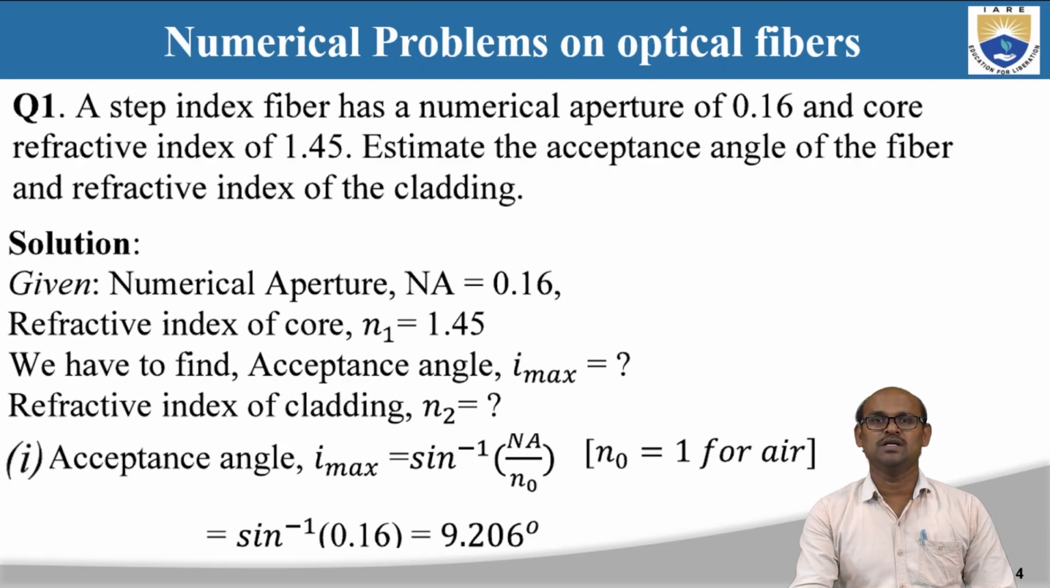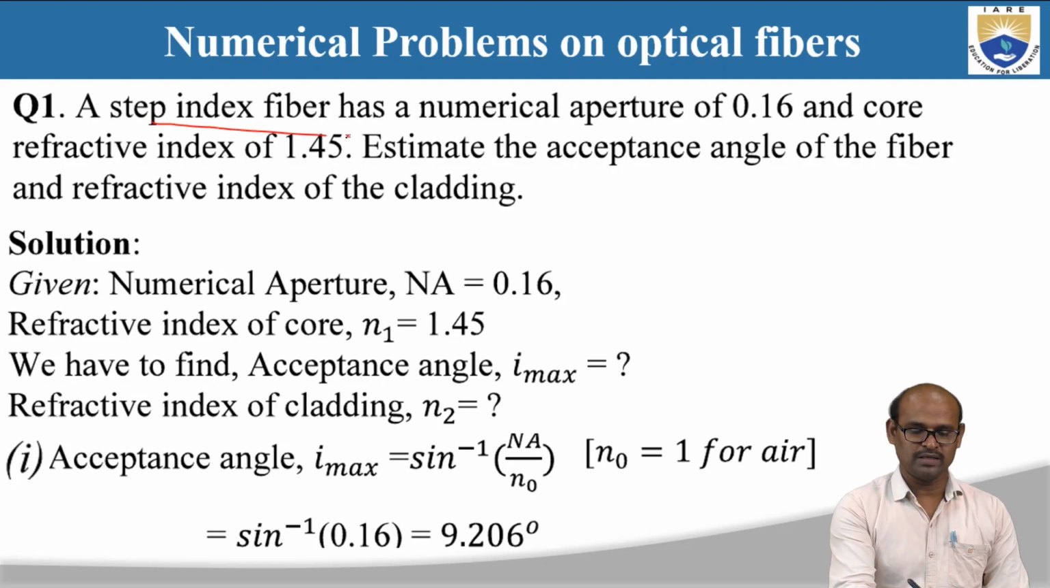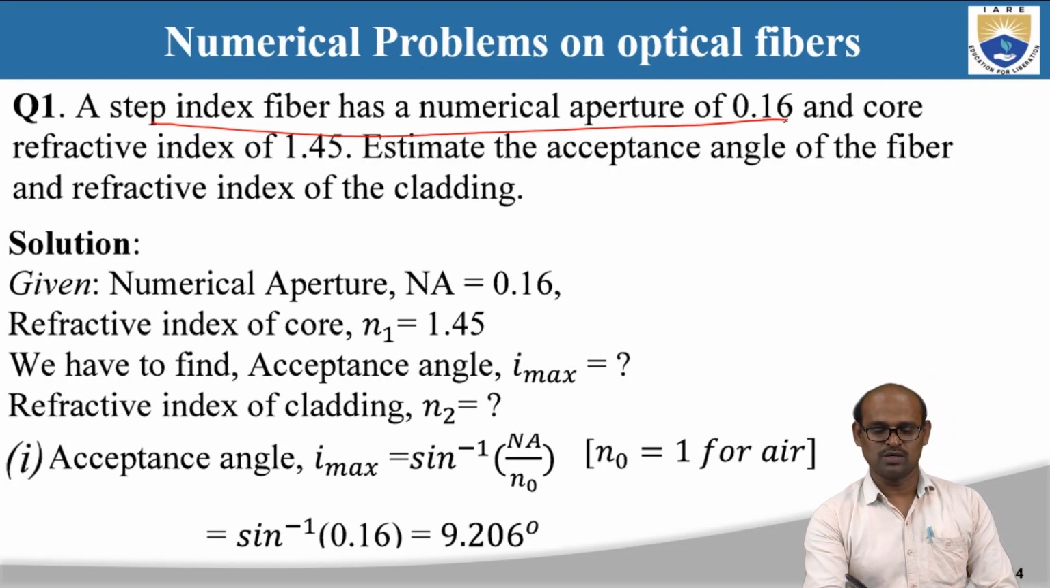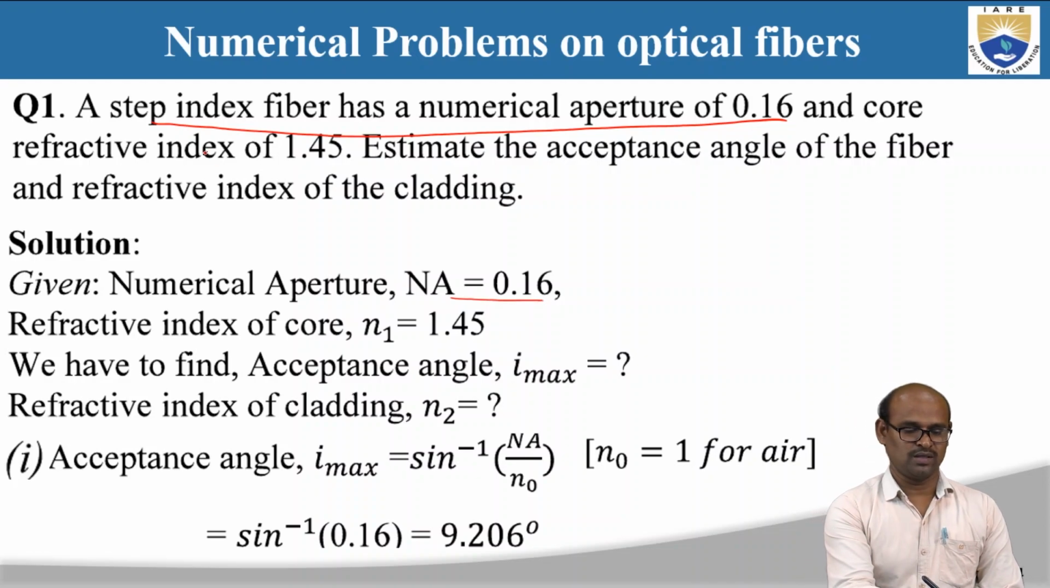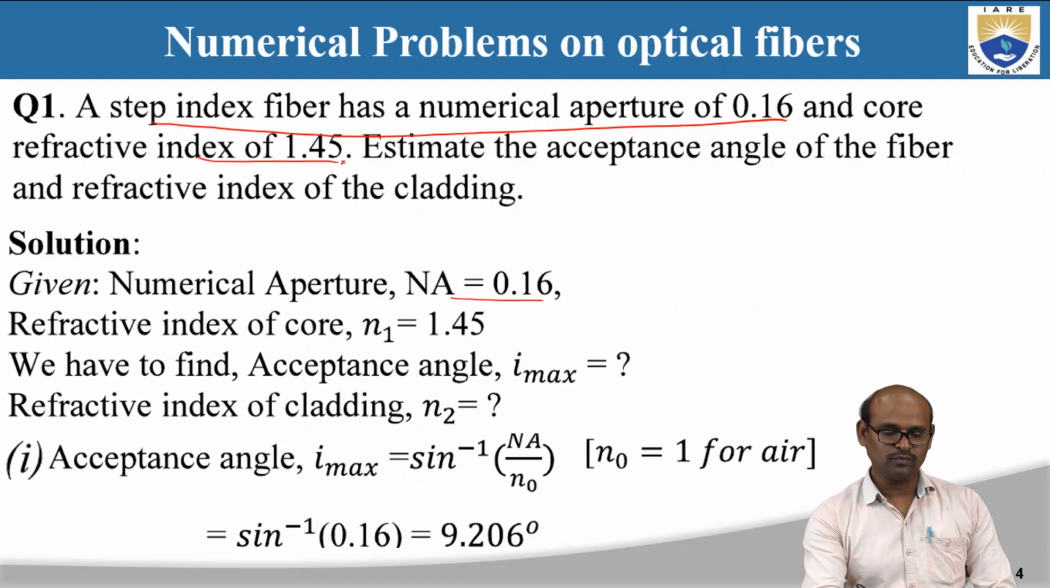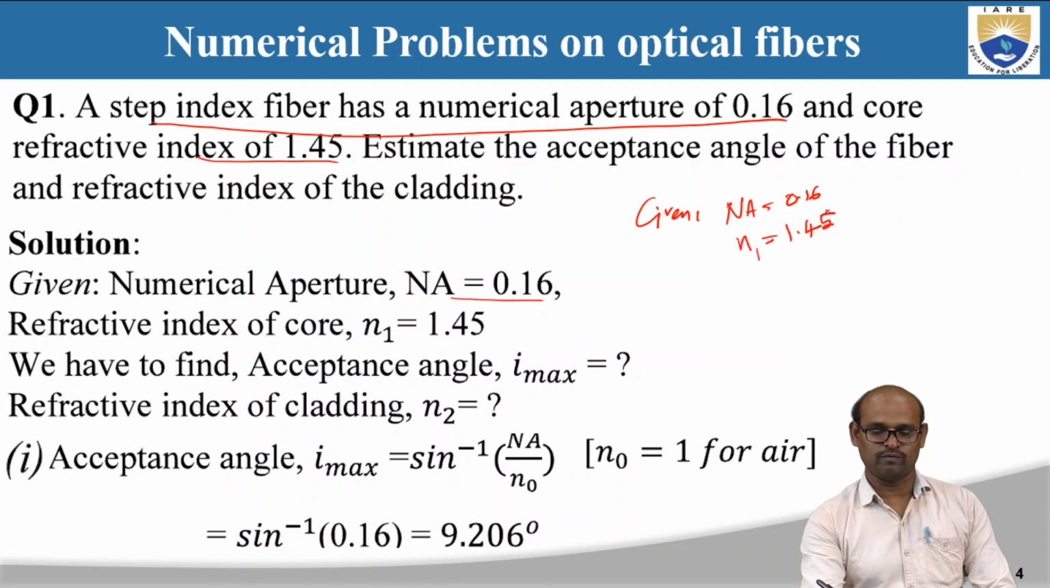The first problem is that a step index fiber has a numerical aperture of 0.16 and core refractive index of 1.45. Estimate the acceptance angle of the fiber and the refractive index of the cladding. So they have given numerical aperture which is 0.16, and the refractive index of core, which is n1, is 1.45.